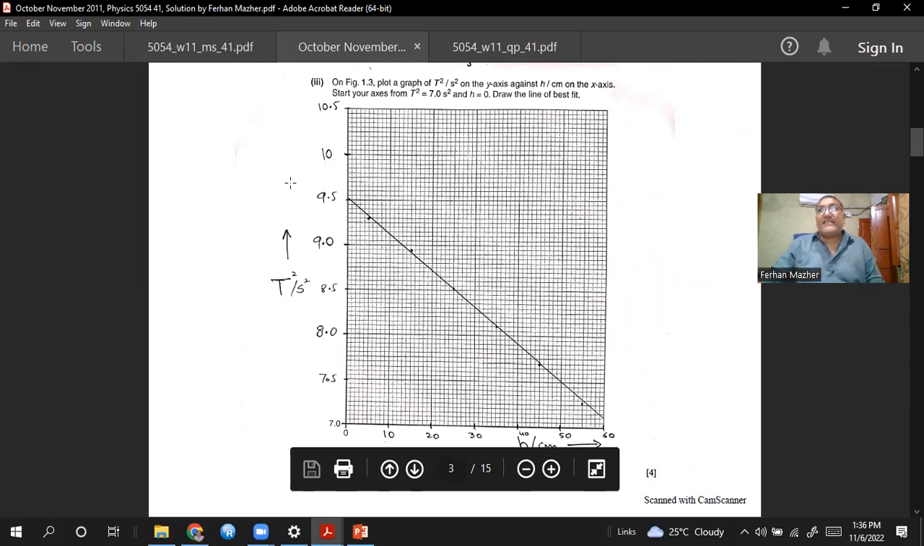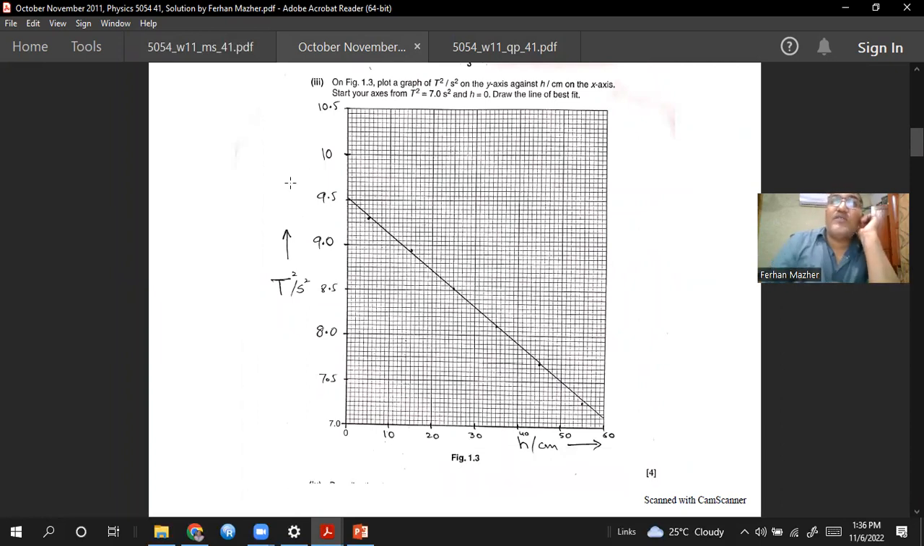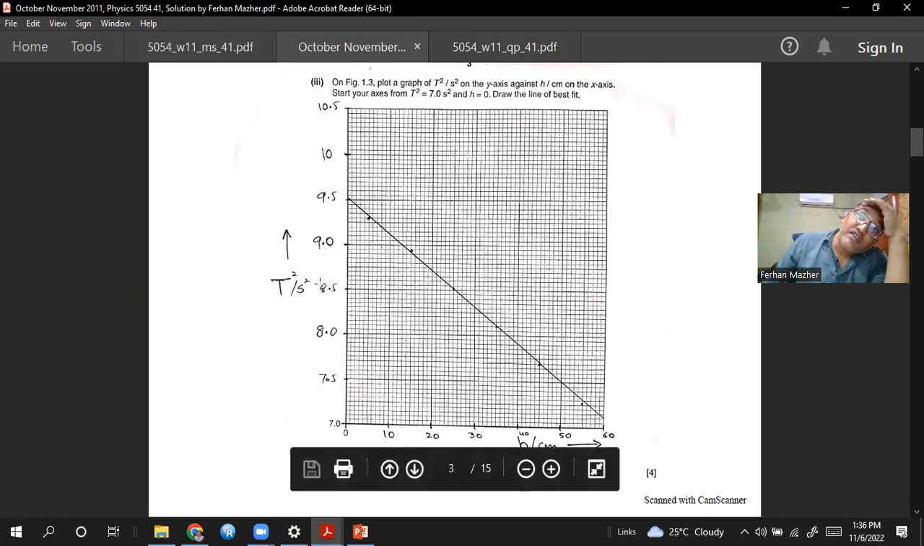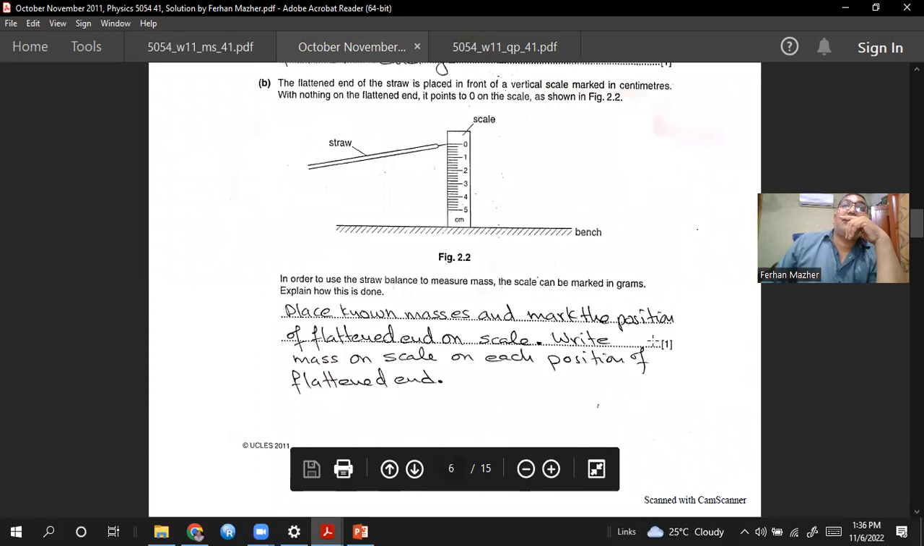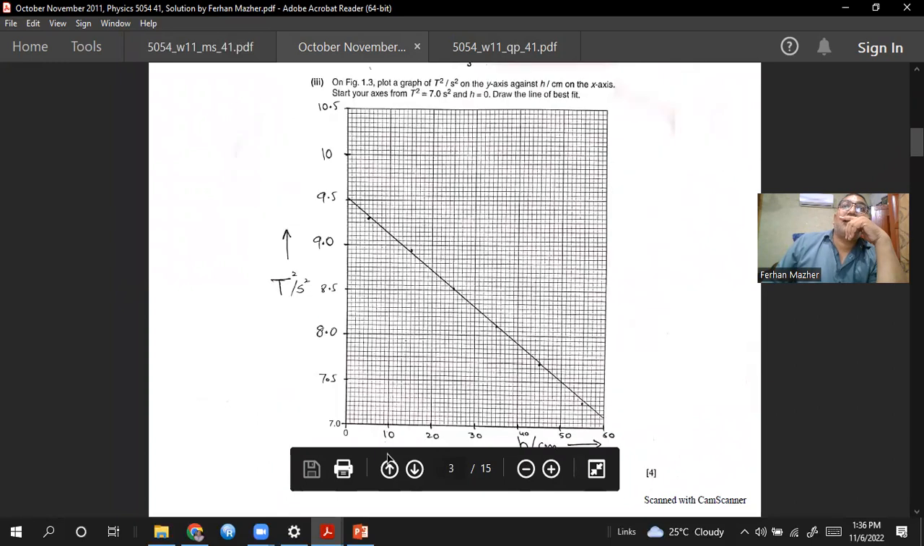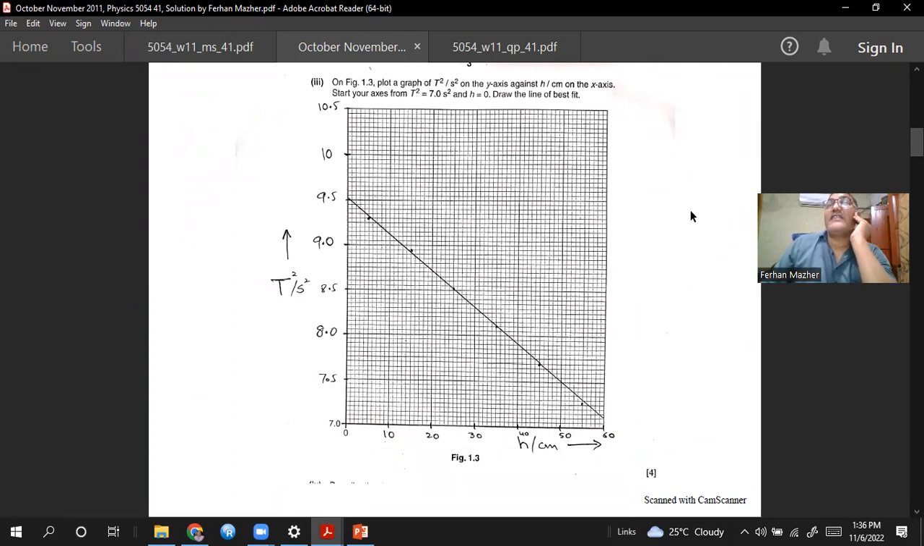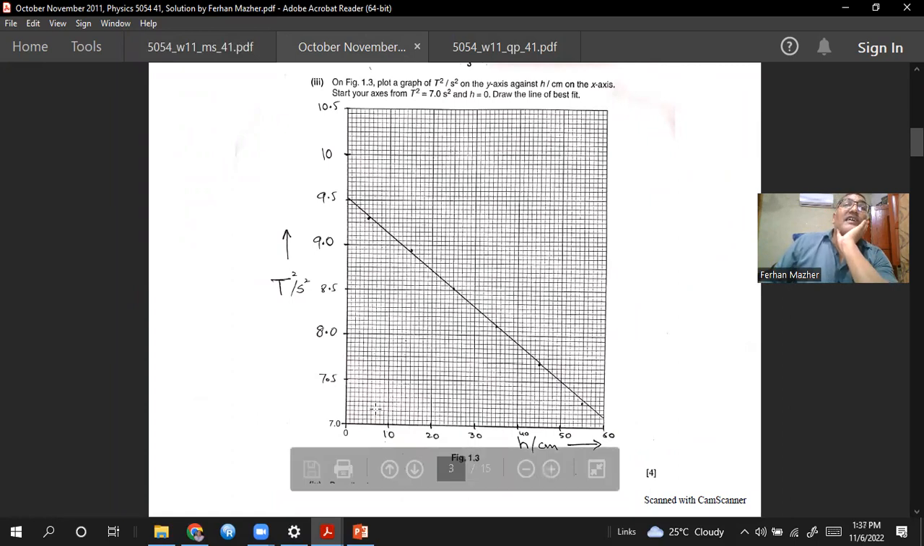So on the y-axis, I'm representing t square. You can see I have taken 2 centimeters to represent 0.5. So this is 7.5, this is 8, 8.5, 9, 9.5, 10, and 10.5. On this axis, I have represented h, in centimeters. So 2 centimeters represents 10 centimeters. So you can see here 10, 20, 30, 40, 50, and 60.